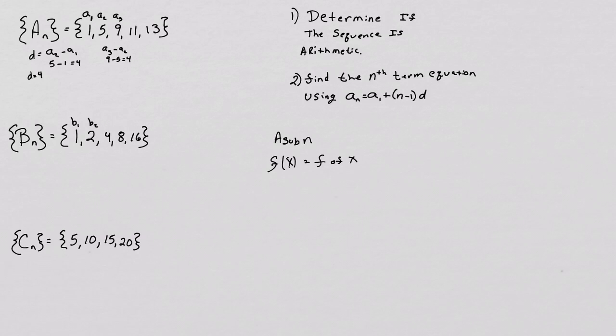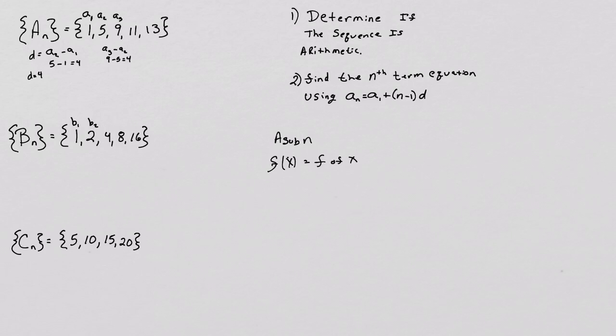So the second thing that I'm going to ask you to do is find the nth term equation or an algebraic expression. We're going to use this equation right here: A sub n equals A sub 1 plus n minus 1 times d. All we're going to do is plug in the first term of the sequence and my common difference.